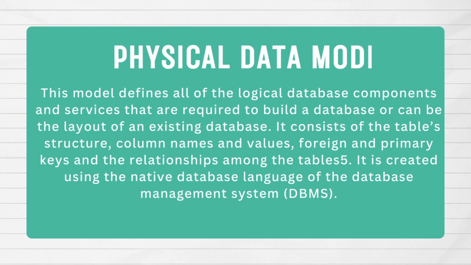Last is the physical data model. It looks similar to a logical data model, however there are significant changes. In physical data model, the entities are referred to as tables and attributes are now called columns. The names of the tables are now database compatible names. This model defines all of the logical database components and services that are required to build a database, or can be the layout of an existing database. It consists of the table's structure, column names and values, foreign and primary keys and the relationships among the tables. It is created using the native database language of the database management system, DBMS.